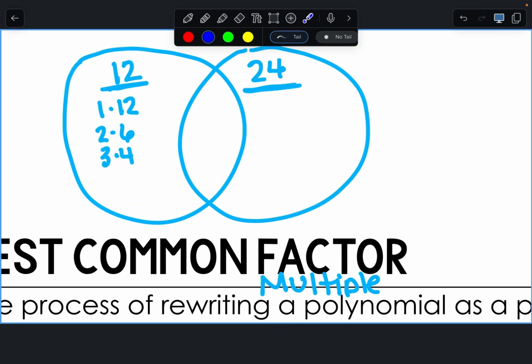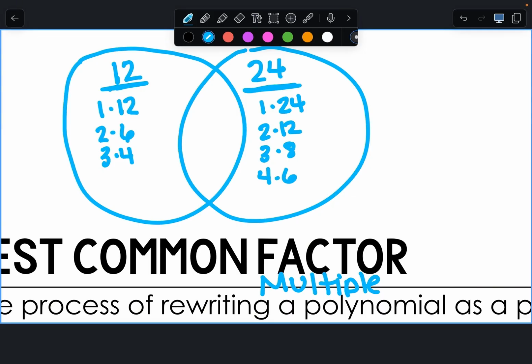Okay. Let's list the multiples of 24. 1 times 24, 2 times 12, 3 times 8, 4 times 6. And then 6 times 4, which is a repetition of 4 times 6. So I know I can stop, right? Those are all the multiples of 12 and 24.